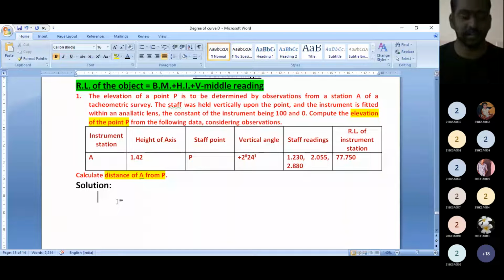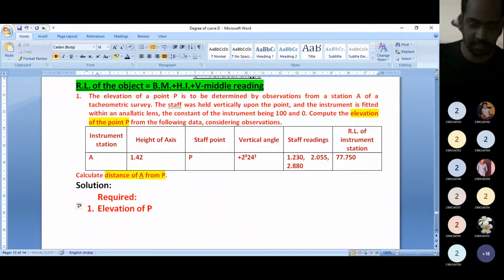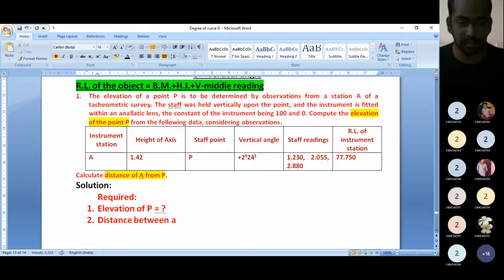Our aim is that we have to determine three things here. What are the things we require? First, the elevation of P. Next, the distance between A and P. And at the end, we have to determine the RL of P. These three things we have to determine here.